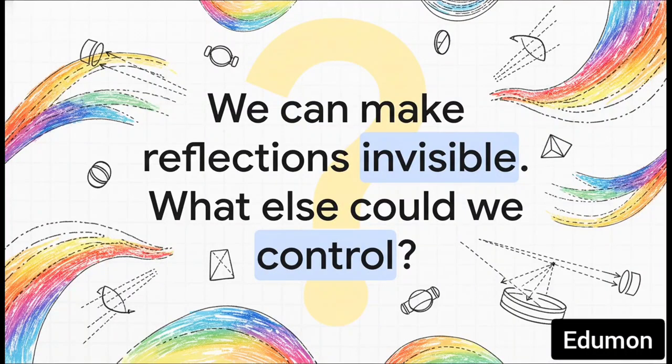We've already figured out how to make things invisible to certain kinds of light. As our technology gets even better at creating these atom-thick layers, what other properties of light could we control? What kind of new technologies could we build? The possibilities are really as vast and as colorful as the phenomenon itself.